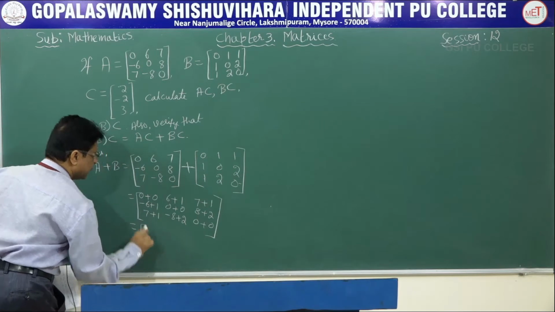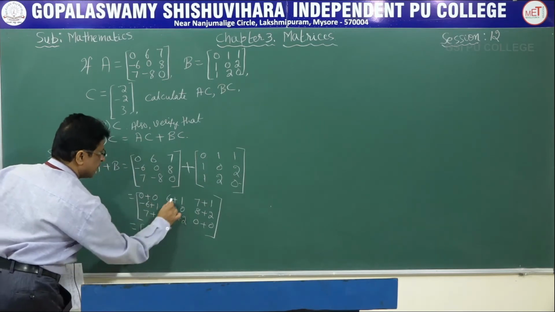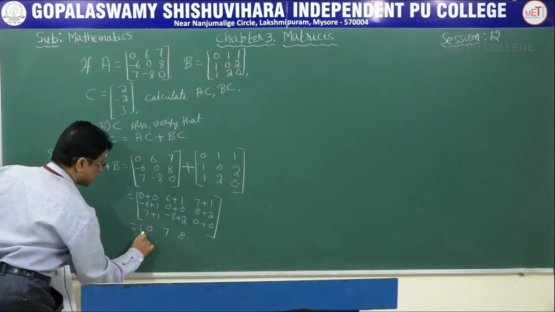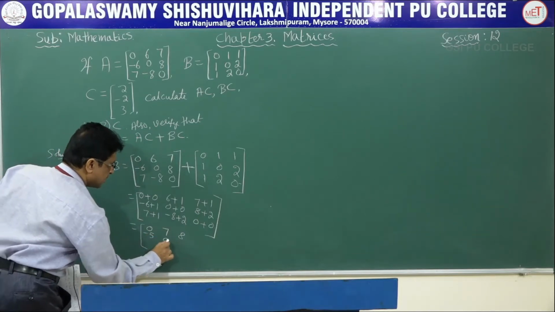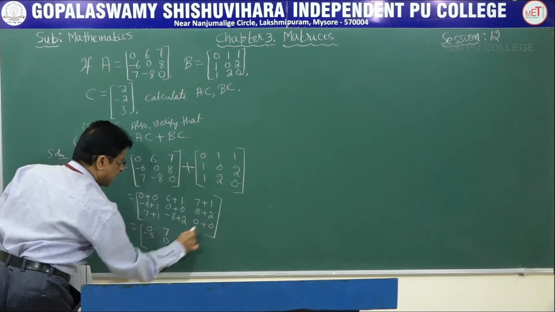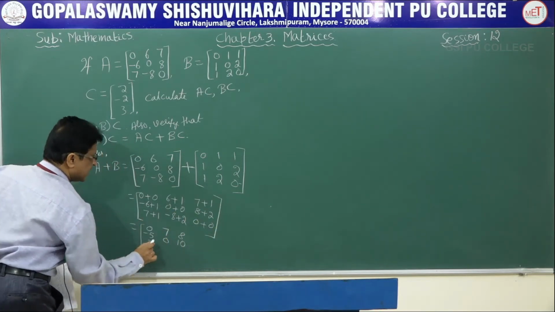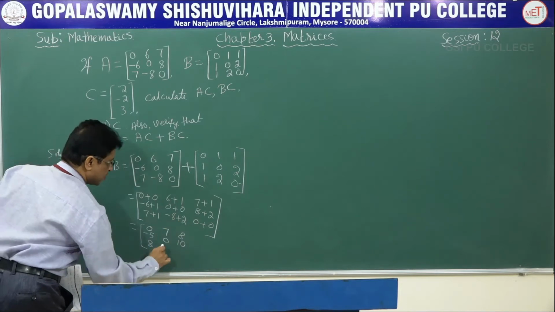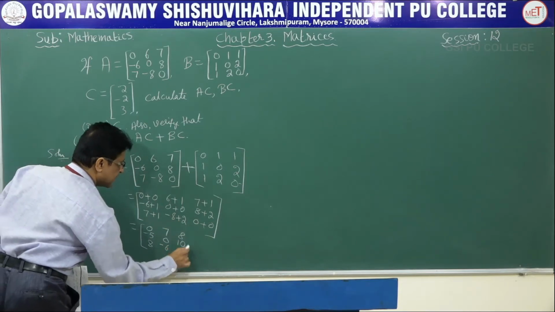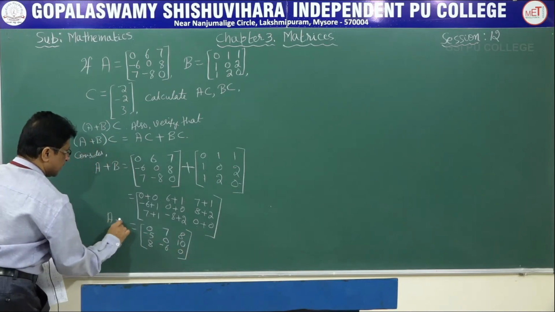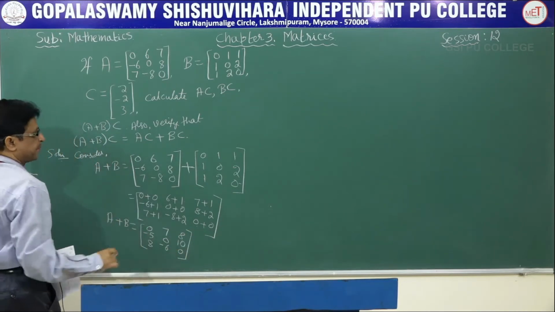That will be equal to 0 plus 0 is 0, 6 plus 1 is 7, 7 plus 1 is 8, minus 6 plus 1 is minus 5, 0 plus 0 is 0, 8 plus 2 is 10, 7 plus 1 is 8, minus 8 plus 2 is minus 6, 0 plus 0 is 0. That is A plus B.